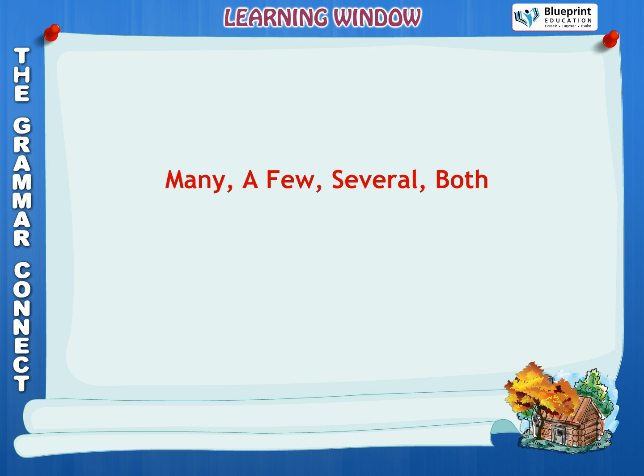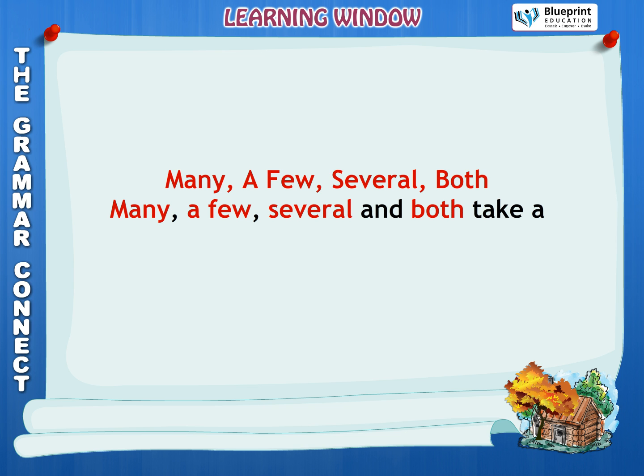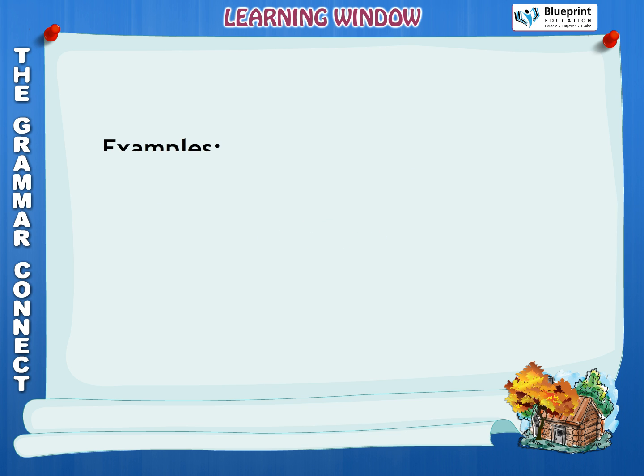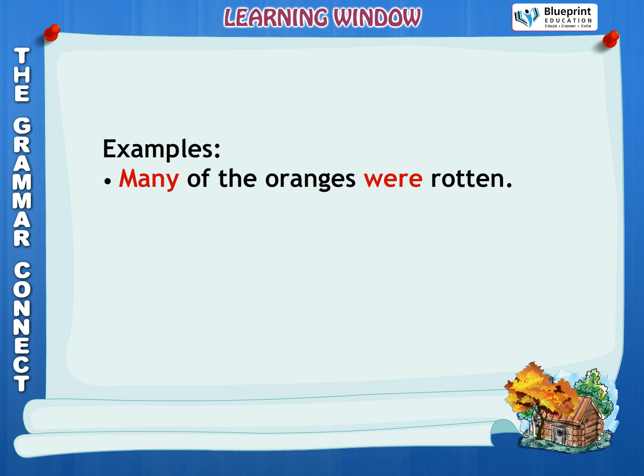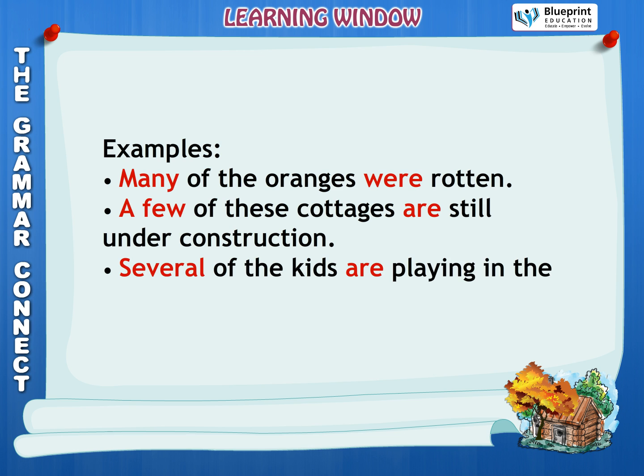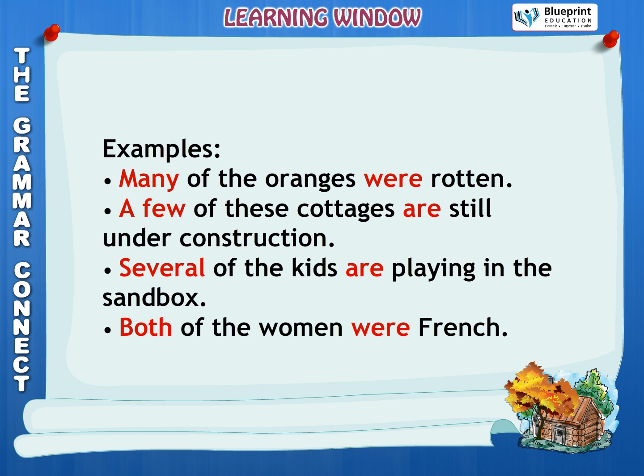Many, a few, several, both. Many, a few, several, and both take a plural verb. Examples: many of the oranges were rotten. A few of these cottages are still under construction. Several of the kids are playing in the sandbox. Both of the women were French.